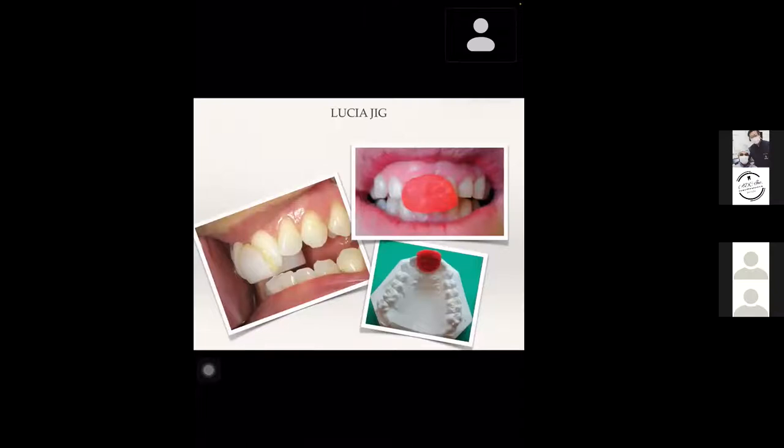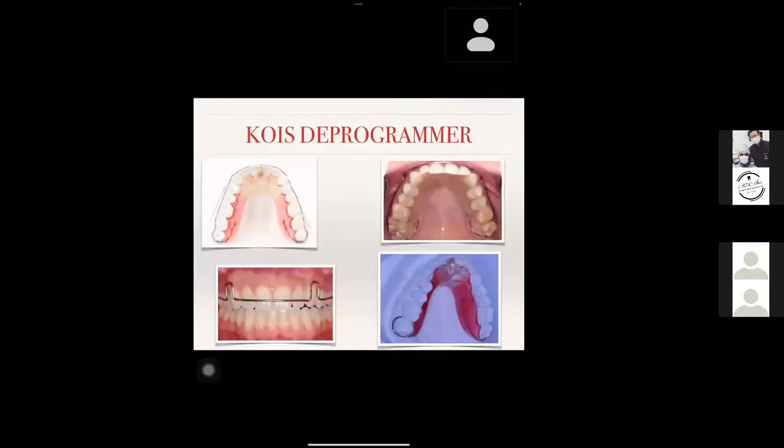These are prefabricated Lucia jigs on the left-hand side of the screen. And on the right-hand side, you have a Lucia jig which can be made of pattern resin or compound or anything, where you have indentations. This is a Coise deprogrammer which many people give. However, I am not too much for it.